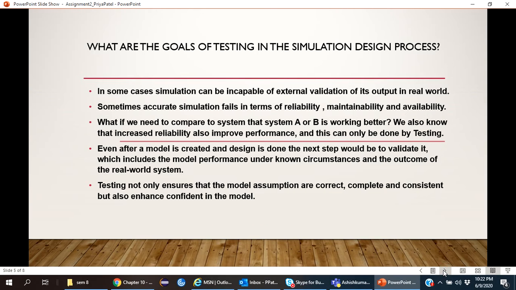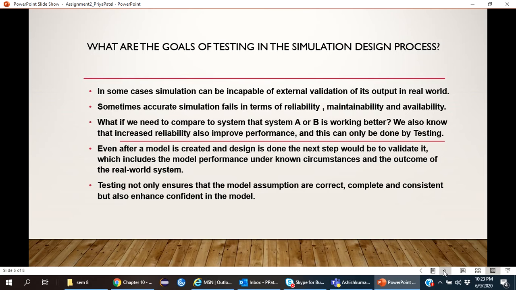So what are the goals of testing in the simulation design process? In some cases, a simulation can be incapable of external validation of its output in the real world. Sometimes an accurate simulation fails in terms of reliability, maintainability, and availability. What if we need to compare two systems, like system A and system B? If we need to compare which one is working better, how can we do that? We also know that increased reliability also improves performance, and it can only be done by testing.